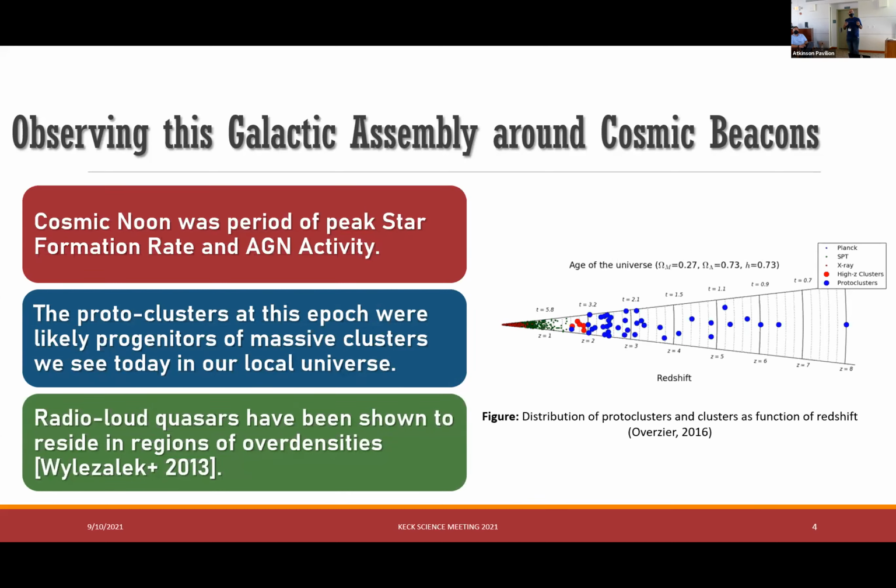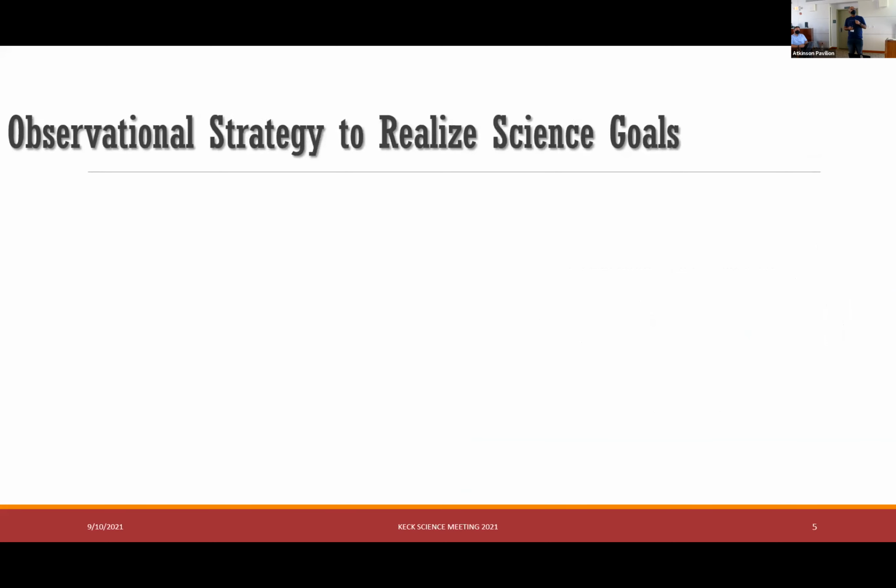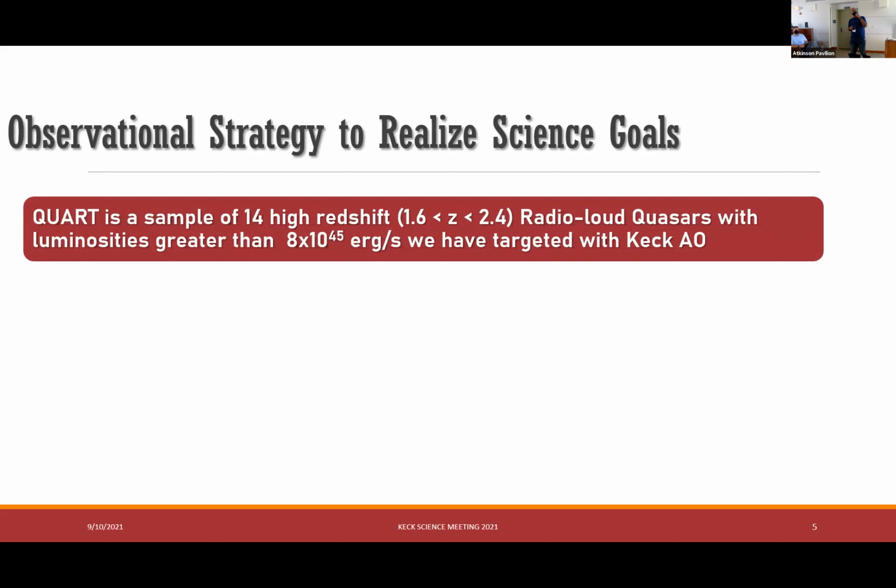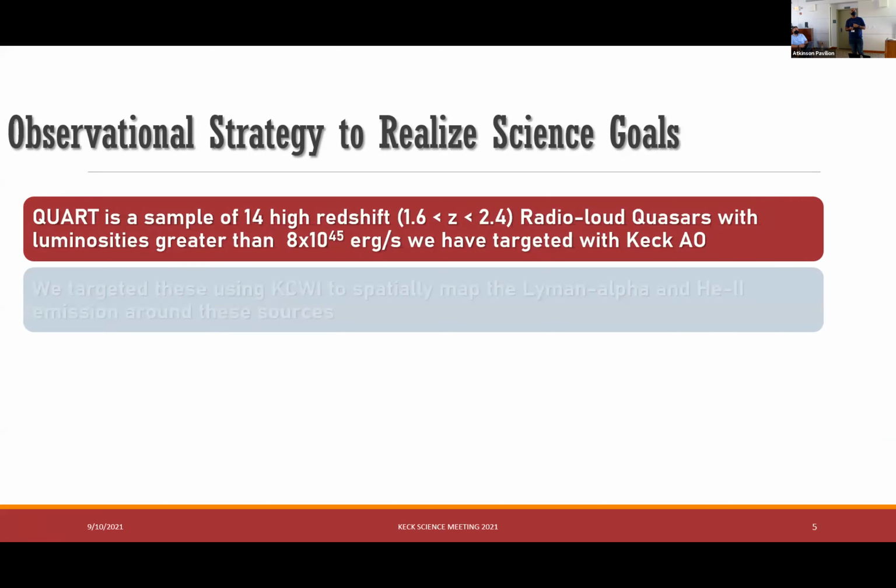How do we find and study them? Radio-loud quasars have been shown to reside in these regions of overdensities. This is the Venemans et al. paper I'm quoting here. So we would like to use these as cosmic lighthouses, which potentially guide us to these structures. We have a sample of 14 high-redshift quasars known as QUART. We originally made the sample with these extremely high radio luminosities, and we targeted these with Keck AO. Now we wanted to check, OK, do any of these quasars reside in these regions of overdensities?